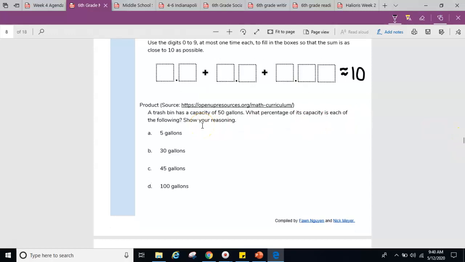Alright, product. Product, the solution to a multiplication problem. So a trash bin has a capacity of 50 gallons. What percentage of its capacity is each of the following? So, we're trying to find the percent. So, 5 gallons, 5 of 50 is what percentage? 30 of 50 is what percentage? 45 of 50 is what percentage? And 100 of 50 is what percentage?